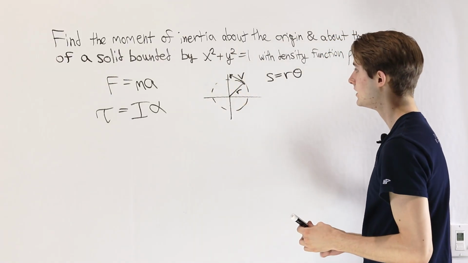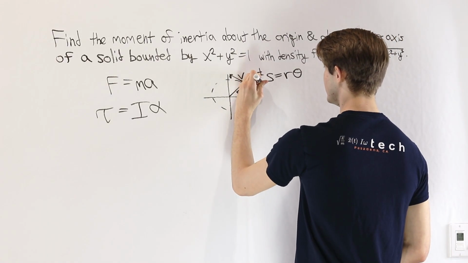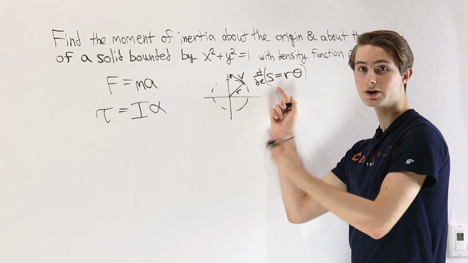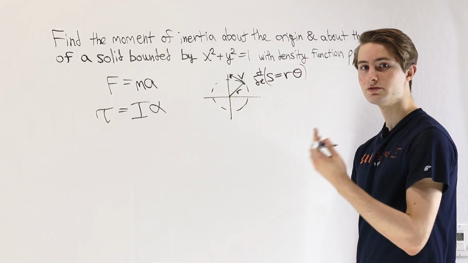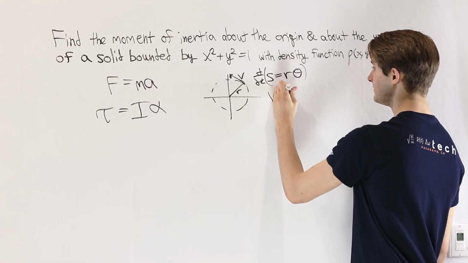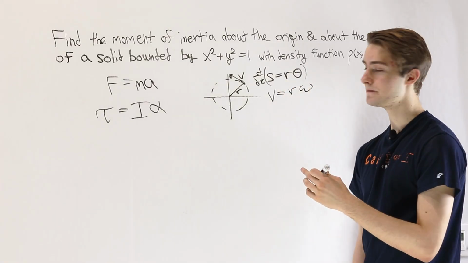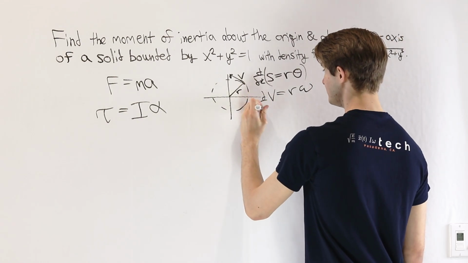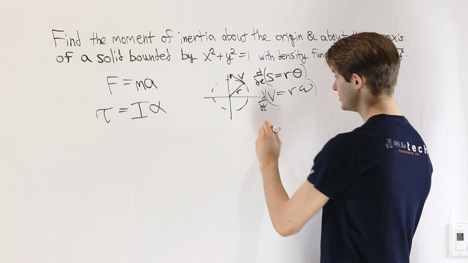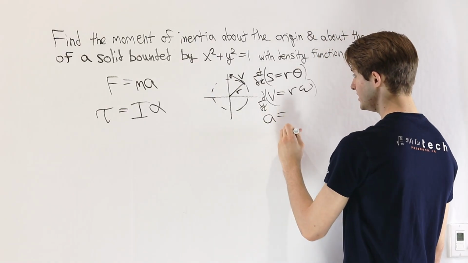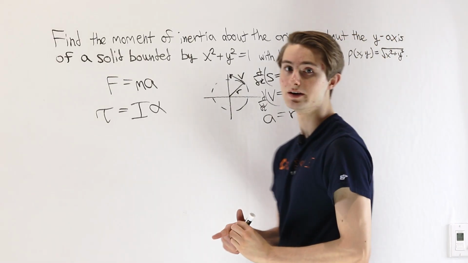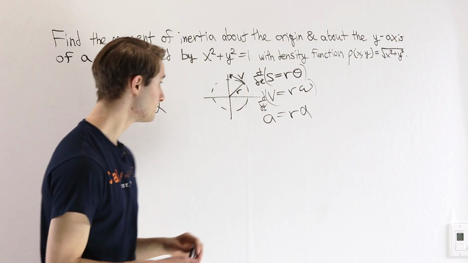If we look at the derivative of this expression with respect to time, the derivative of arc length, of distance, is going to be linear velocity, or in this case, speed. The derivative of the angle with respect to time is going to be the angular velocity. And now we can differentiate a second time. The derivative of velocity gives us acceleration, and that's going to equal, again, r is a constant, times angular acceleration over here. That's the derivative of angular velocity.